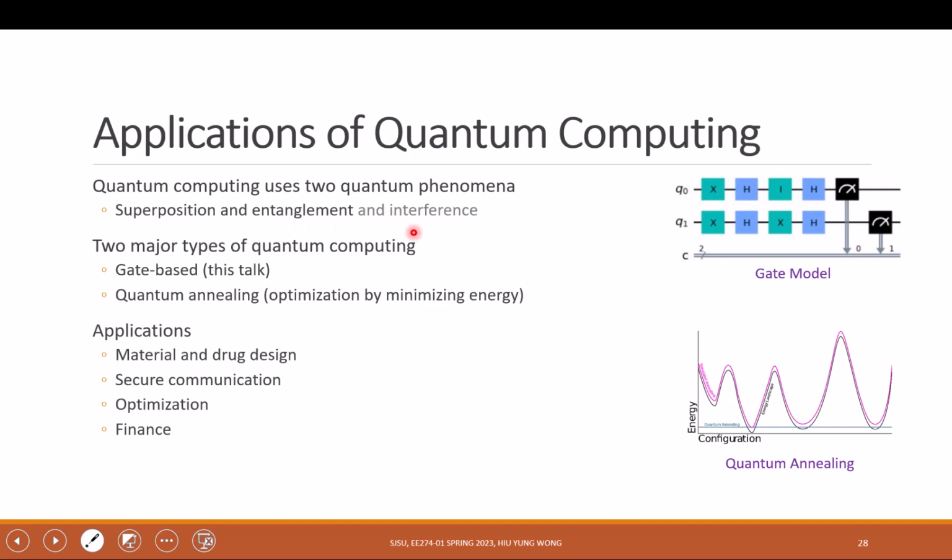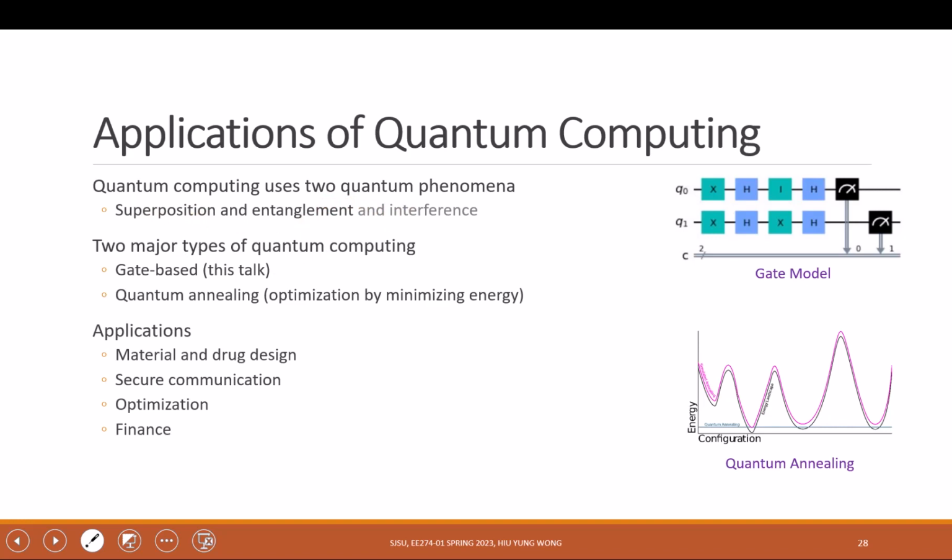And in my opinion, interference is very important because quantum computing promises to do a lot of computation in parallel. However, you cannot get all the information in a reasonable time. How do you get the information you want to use? You design an algorithm so that it causes some interference and it can give you an answer, okay? So superposition, entanglement, and interference.